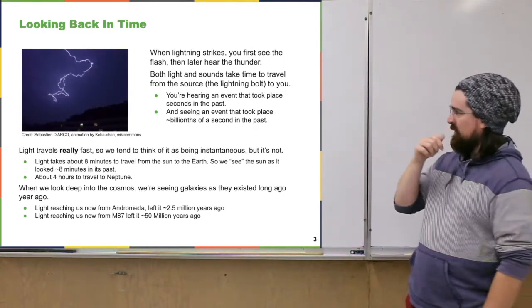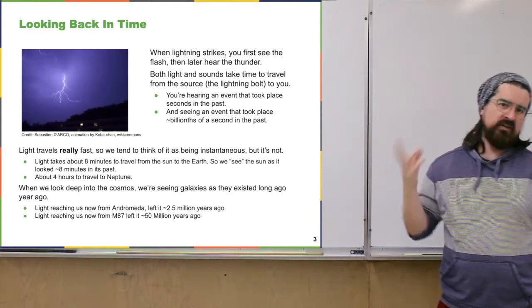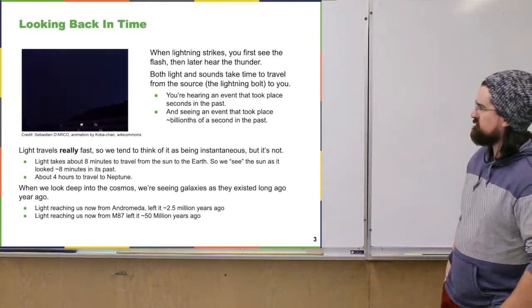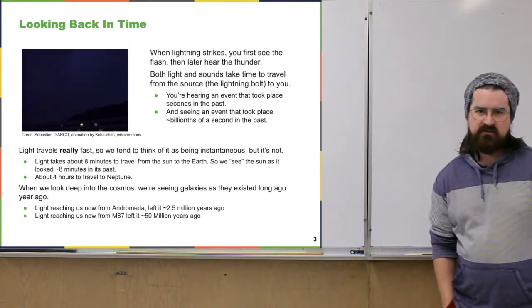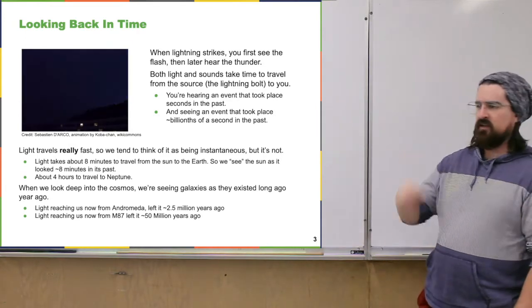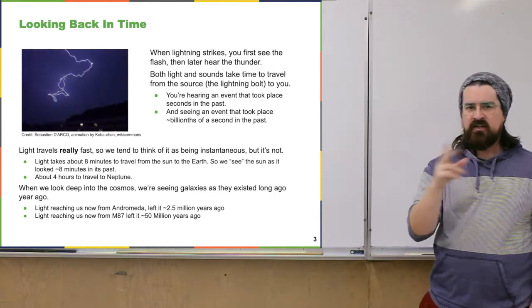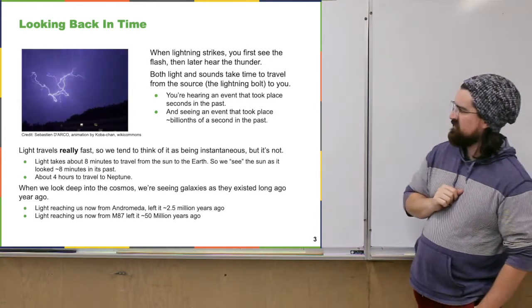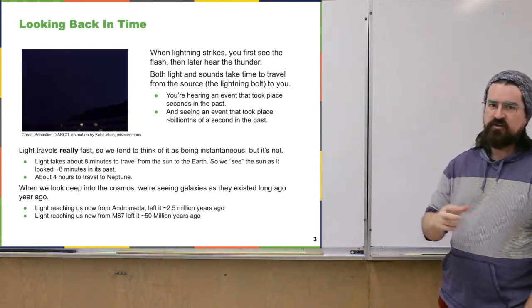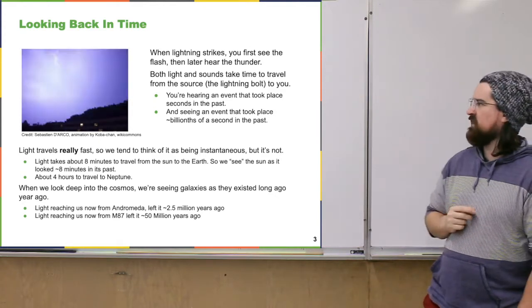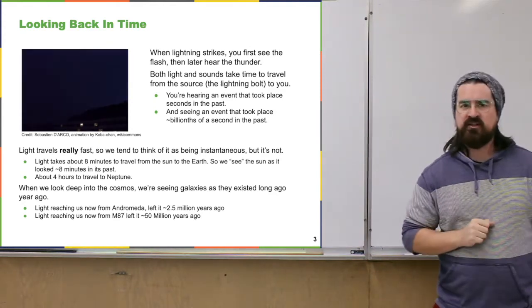That would be thinking about watching or experiencing a lightning strike. If you ever see lightning, then you probably know that you typically will see the flash of the lightning, and then depending on how far away that lightning is, you'll hear the thunder, the boom and crash of that lightning, a few seconds later.